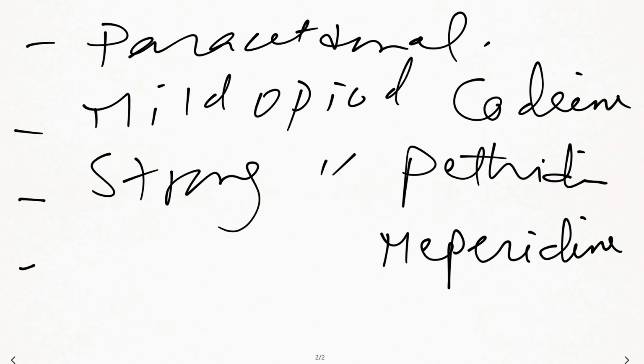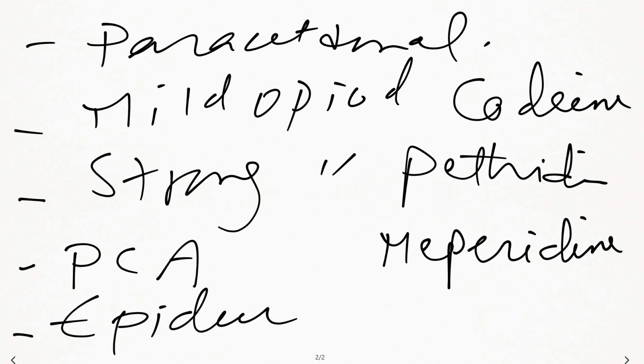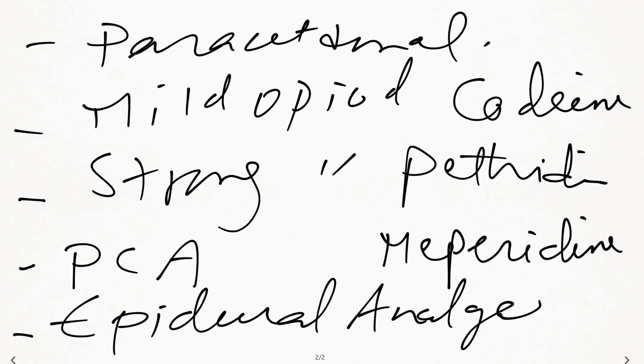Okay, you can go to the patient-controlled analgesia. You can give something other than morphine there, because usually they use morphine in this. And you can go to the epidural analgesia. So these are the steps that you are going to follow and to say to the examiner.